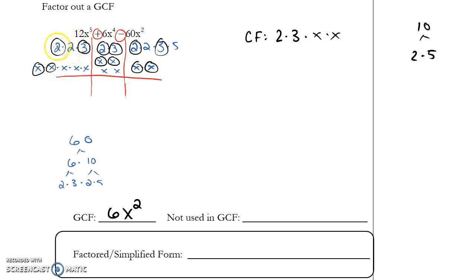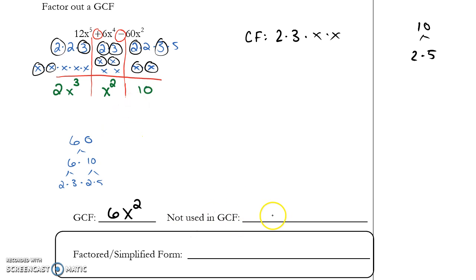Well, once I pull out my 2 and my 3 and my x, what's left over in my first term? There's a 2. X times x times x is x to the third. What's left over in my second term? No numbers, just 2 x's. That's x to the second. And what's left over in my last term? A 2 and a 5. We have to multiply. This is all multiplication. 2 times 5 is 10.